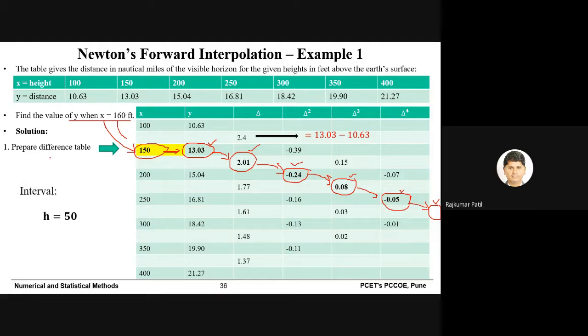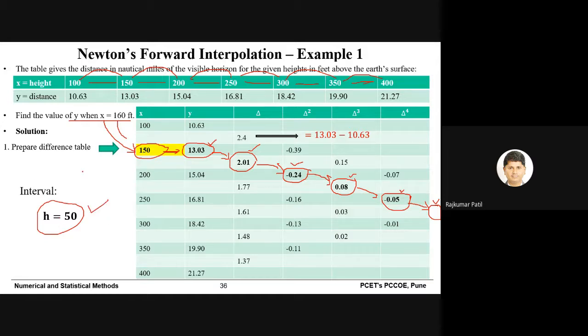Next is, in the formula we also need the value of h. So we know that in case of Newton forward interpolation, the data points related to x are equispaced. So you will find here the value of h is 50. So 150 minus 100, it's 50. 200 minus 150, again it is 50, and it is same for all the values. So h will be 50.